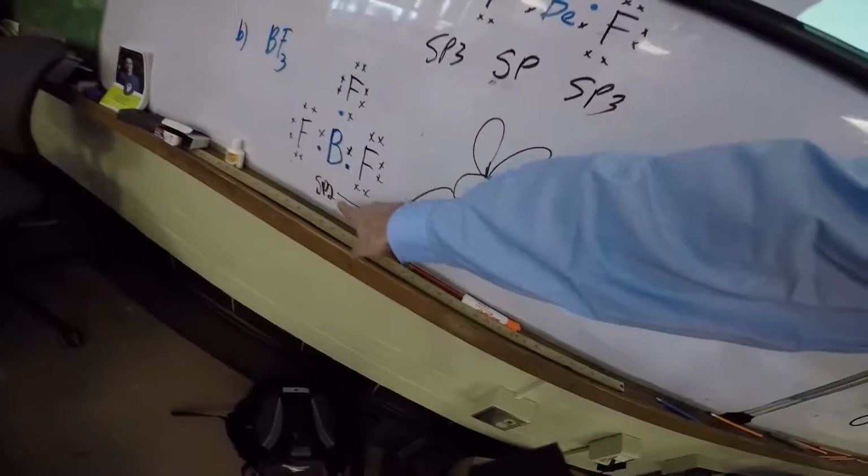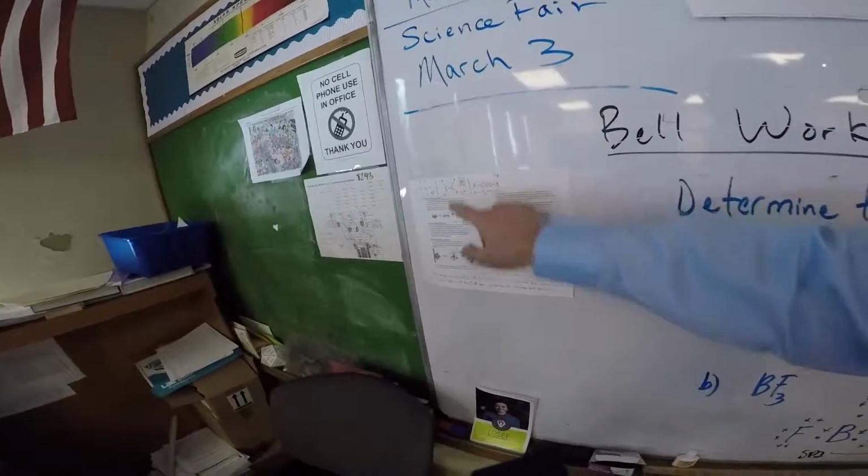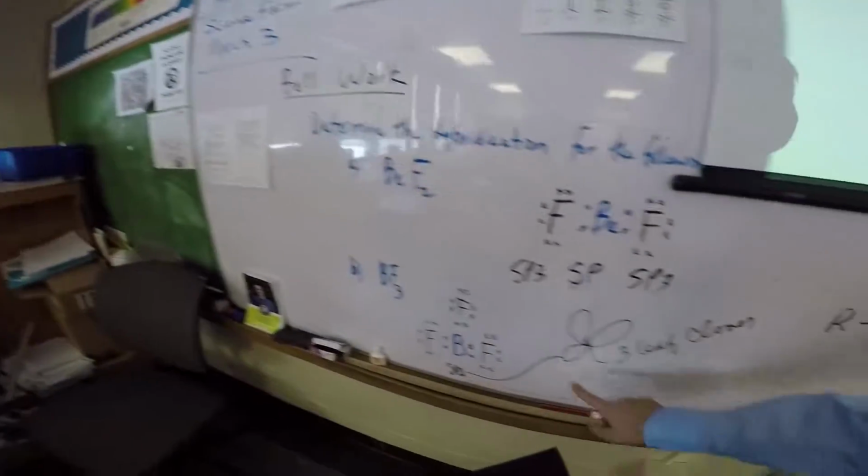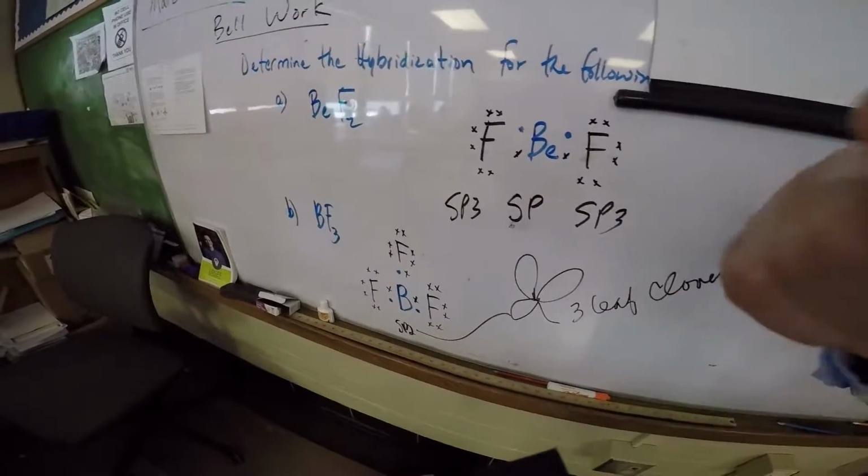Right, so keep in mind the sp2 has this clover leaf type structure. See the clover right here. Not a 4-leaf clover, but the 3-leaf clover. 4-leaf clover would be more similar to the sp3.